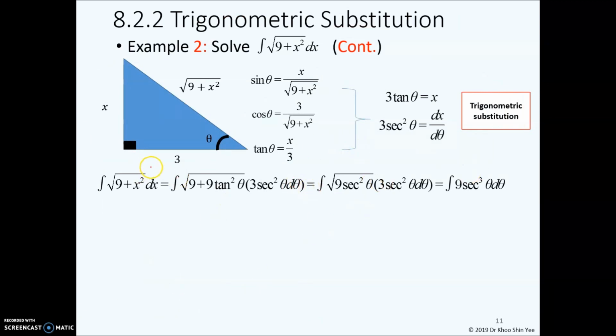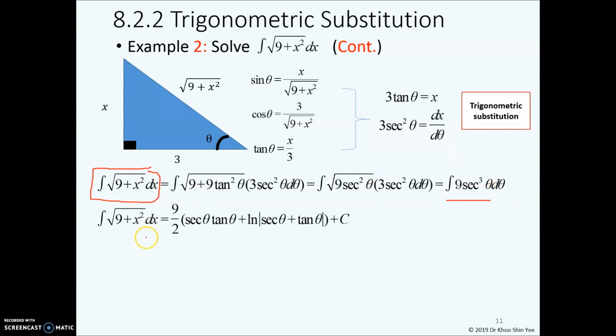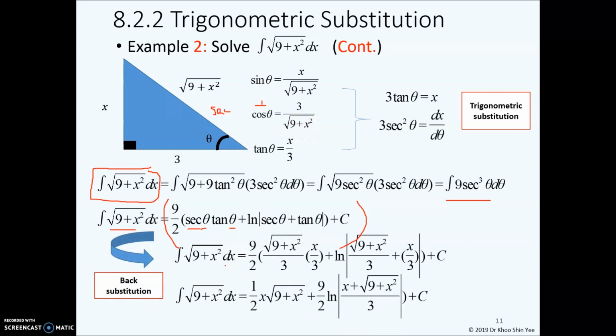Right? So previously, this is the problem that we are going to solve, and then we are able to get it to be this answer. And later, we solve the 9 secant to the power of 3 angle to be this answer. And what we want to find is in terms of x, the function of x, not the angle. Therefore, we have to do the back substitution. So you have secant here. Secant is 1 over cos. So secant is equal to 1 over cos. Therefore, you should get this.